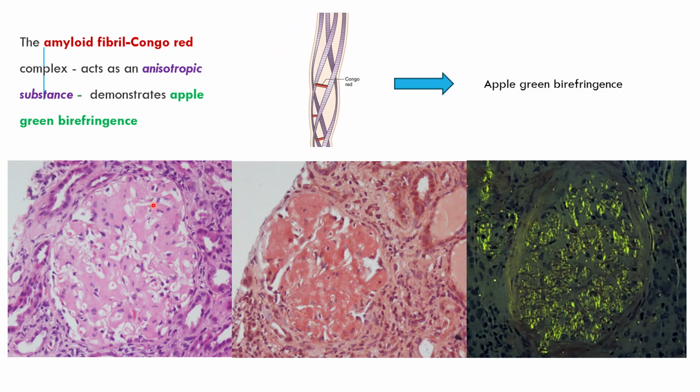This is the microscopy of renal amyloidosis. We can see on the H&E stain in the glomerulus, pale acellular material deposition, which on Congo red staining gives a salmon pink appearance. And on polarized microscopy, you can see the apple green birefringence. So there is deposition of amyloid.